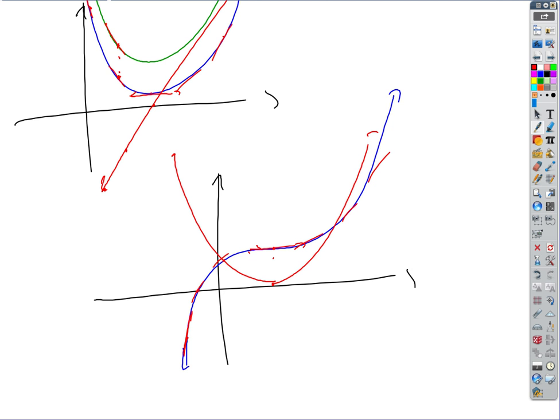What do you know? I just happened to build a little thing here that'll help us out with this. What are the odds?